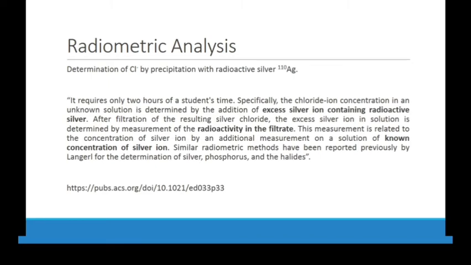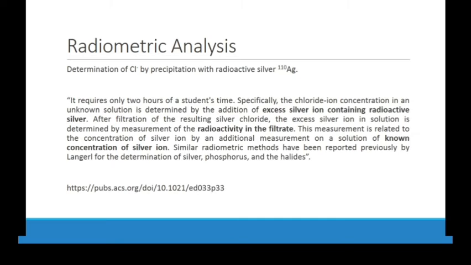I will also give you examples. This is also a paper, and it requires only 2 hours of a student's time. If you want to measure the concentration of chloride, you add radioactive silver to the solution, and then you have silver chloride, and you measure the radioactivity of this silver chloride. Silver is in a 1:1 ratio, so you know how much chloride is in the solution. You have to read this article for better understanding.